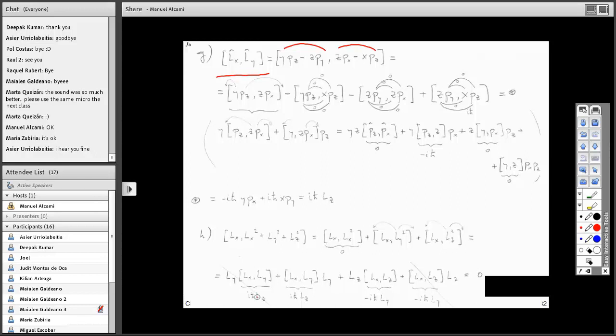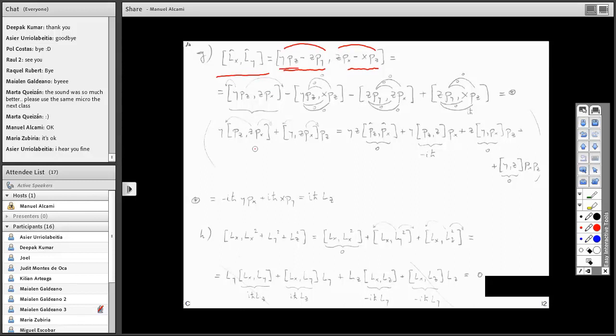Then I use what we have just seen when we have a linear combination on either side of the commutator. If we have a linear combination of operators, I can develop it as a linear combination of commutators. That means the operation of commutativity is distributive, like the ordinary product of operators. So this can be separated in four products.